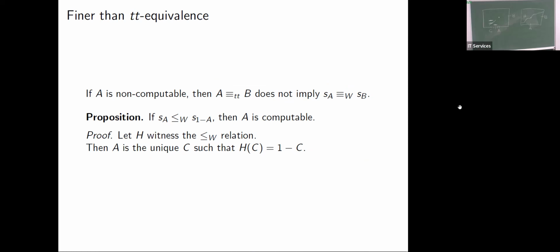And we can see this by this simple proposition as an example. So consider some non-computable A, and let's compare it with the step function that steps at 1 minus A. So A and 1 minus A are tt equivalent to each other. The function that you use is 1 minus x. But if we have such reduction as this, then A actually has to be computable. And the proof is by picture.